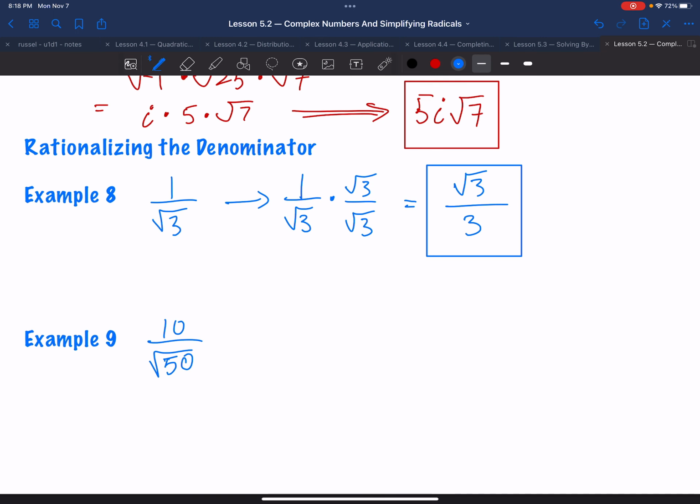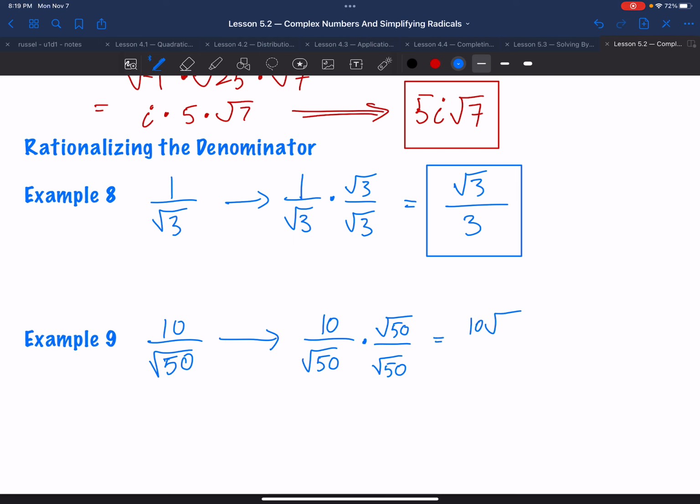Example 9, I've got 10 over root 50. So I'm going to take 10 over root 50. Now look, you kind of have two options here. You could simplify the root 50 first, or you can just multiply by the root 50 and then simplify. It does not really matter. It's not really a big difference. I'm just going to multiply by root 50 over root 50 simply because I want to.